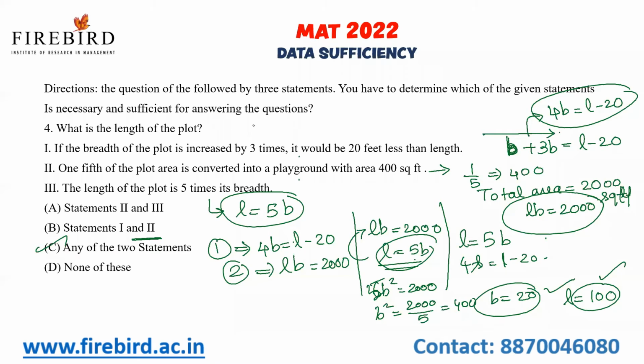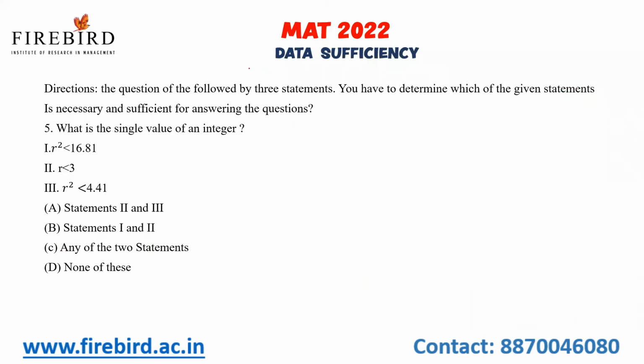Now, we'll see the next question. What is the single value of an integer? See, r square is less than 16.81. Then r should be less than what? r should be less than square root of 16.81. And what is the square root of 16.81? It is nothing but 4.1. r is less than 4.1 in the first statement. And with the second statement, r is less than 3.